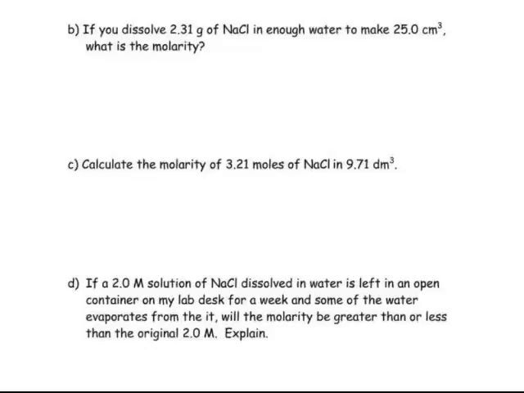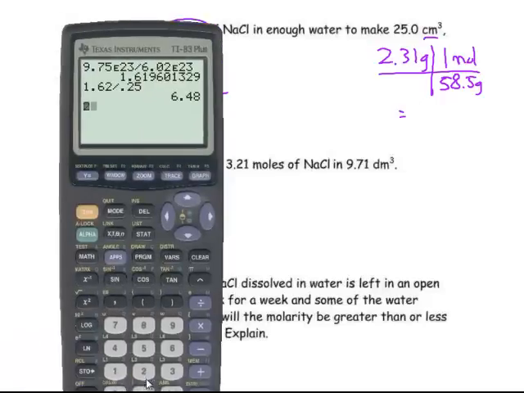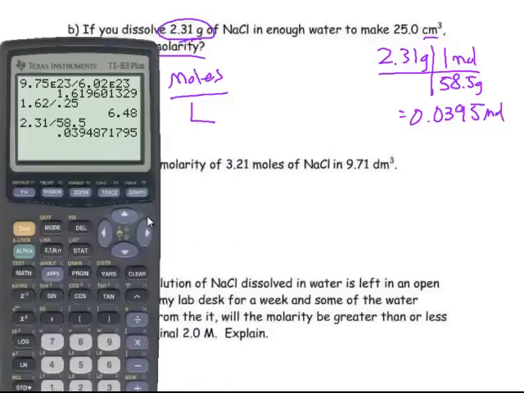All right, so if you dissolve 2.31 grams of NaCl in enough water to make, so we have grams, we have centimeters cubed, we're looking for molarity. Molarity equals moles divided by liters. We're going to change 2.31 grams to moles. 2.31 grams of NaCl, molar mass is 58.5 grams in a mole. So to go from grams to moles, I need the molar mass. I have 2.31 divided by 58.5, and I get 0.0395 moles.